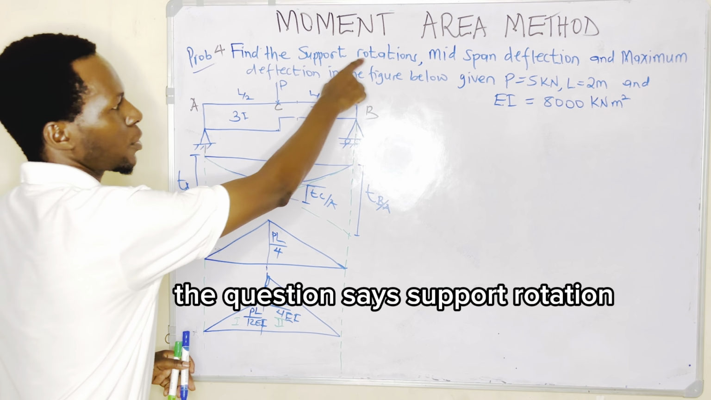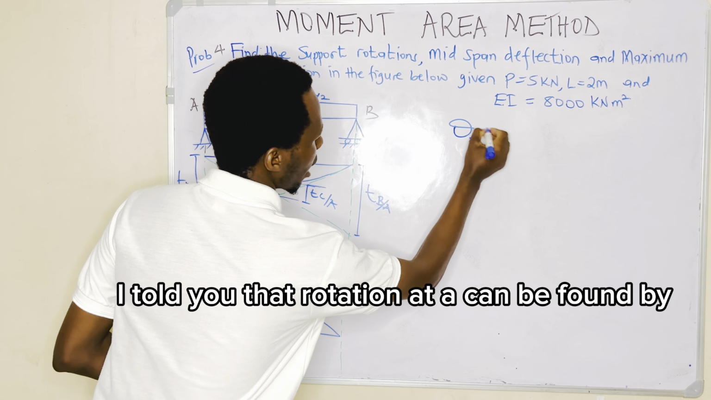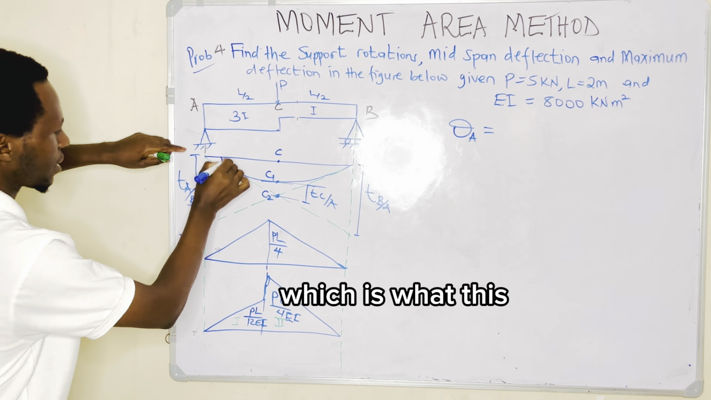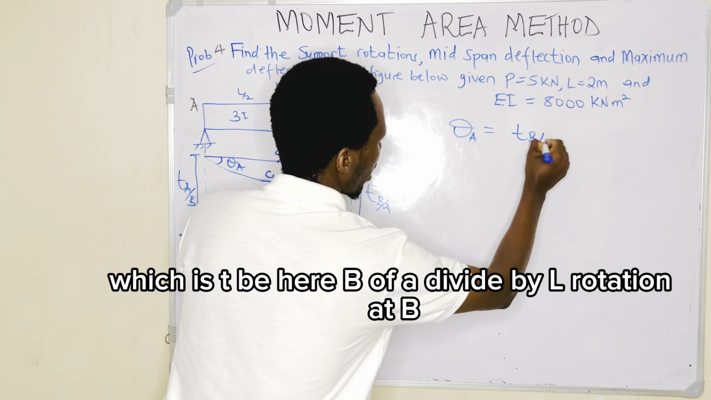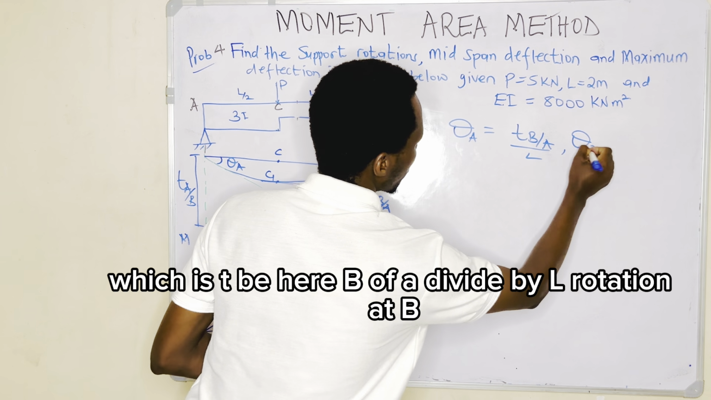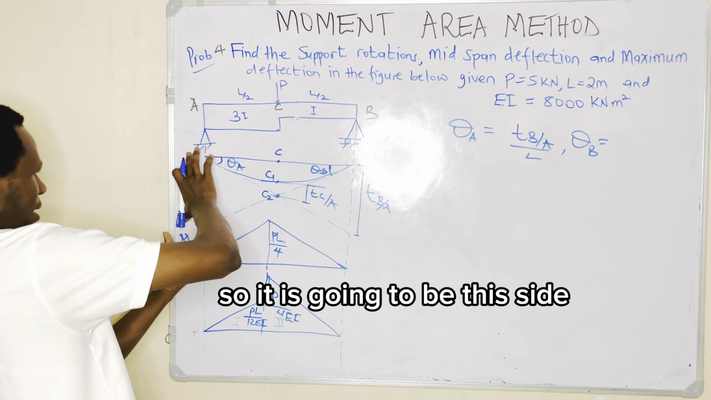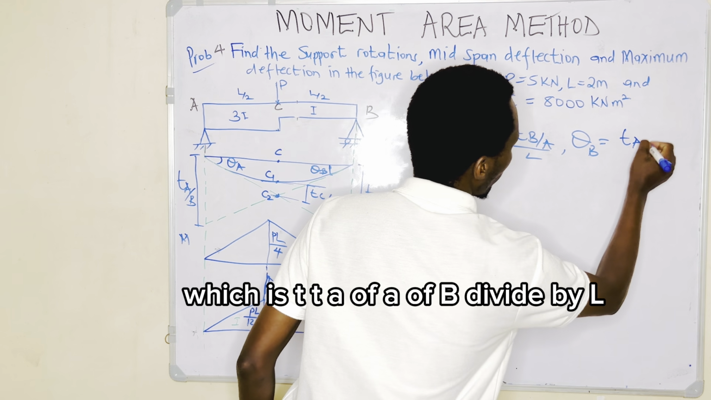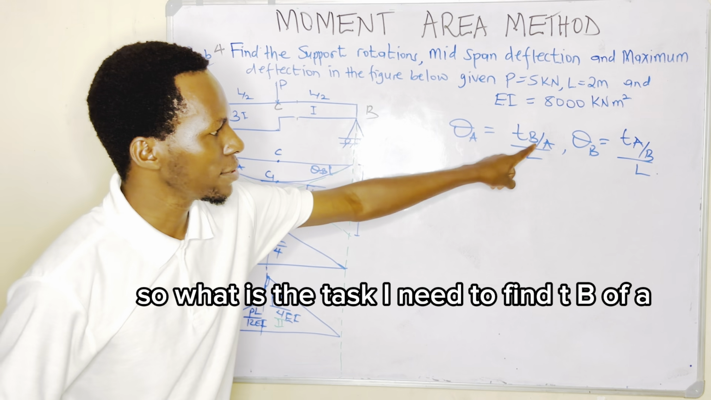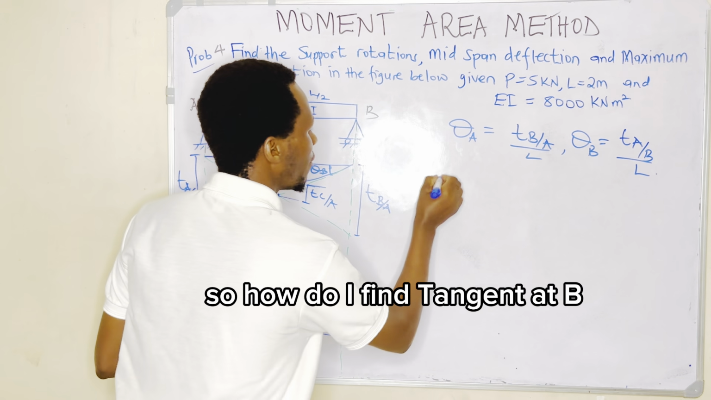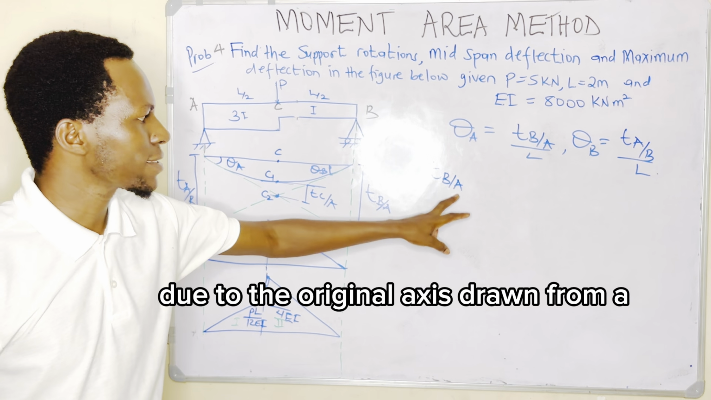So from these diagrams, we can solve the questions. The question says support rotation. In our previous videos, I told you that rotation at A can be found by this one, which is TB of A divided by L. Rotation at B the same way. Since I want this rotation at B, it is going to be this side, which is TA of B divided by L. So what is the task? I need to find TB of A. So how do I find tangent at B due to the original axis drawn from A?